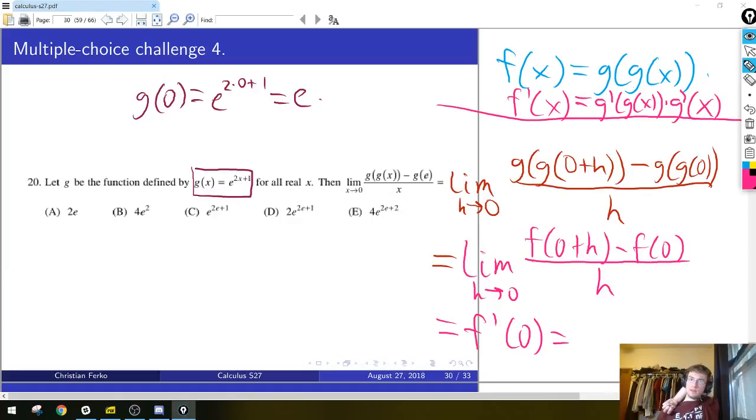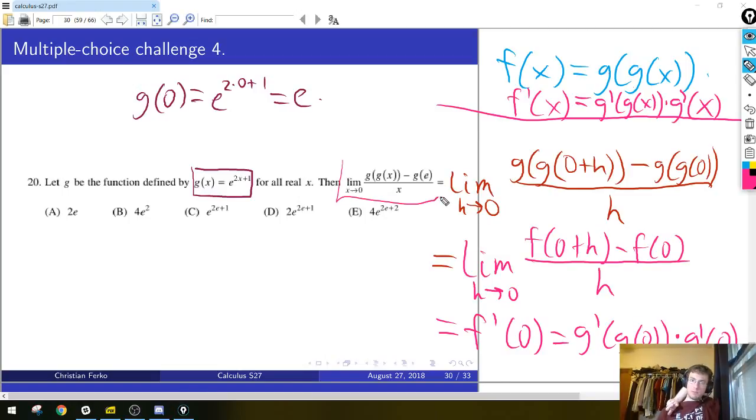Okay. So now we have this dictionary. If you want to evaluate f prime at any point x, you just take g prime of g of that x times g prime of that x. So if I want to write f prime of 0 in terms of g, what do I write? g prime of g of 0 times g prime of 0. Good. Okay, so we've done all the hard work.